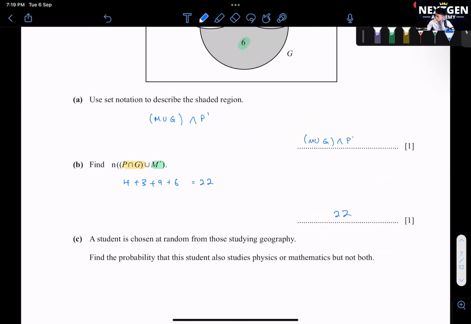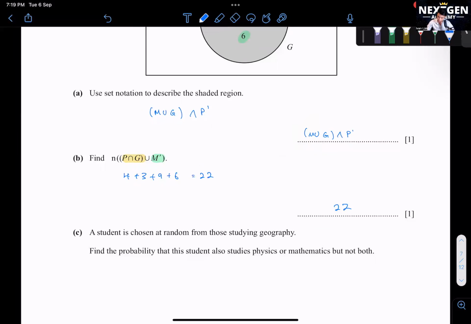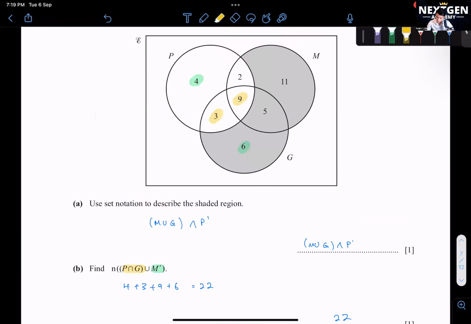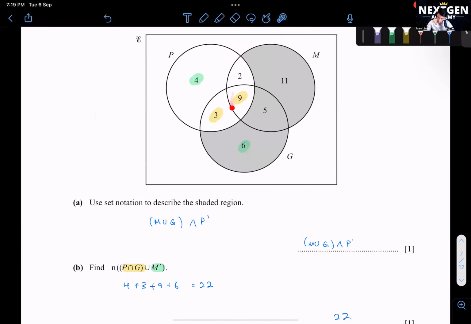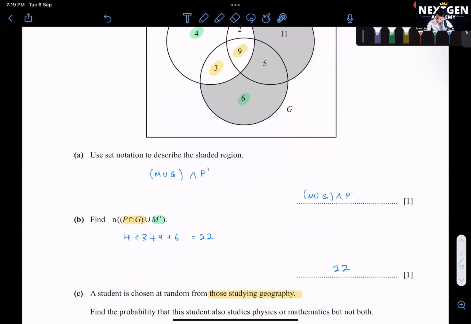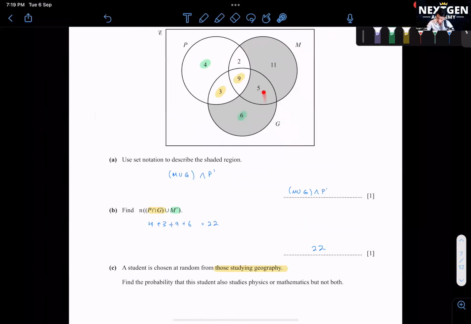All right, question C. A student is chosen at random from those studying geography. Find the probability that this student also studies physics or mathematics, but not both. So you read this one: from those studying geography only. 9 is part of M. So we want to find from geography only. That means this is my universe. You don't care about the others.